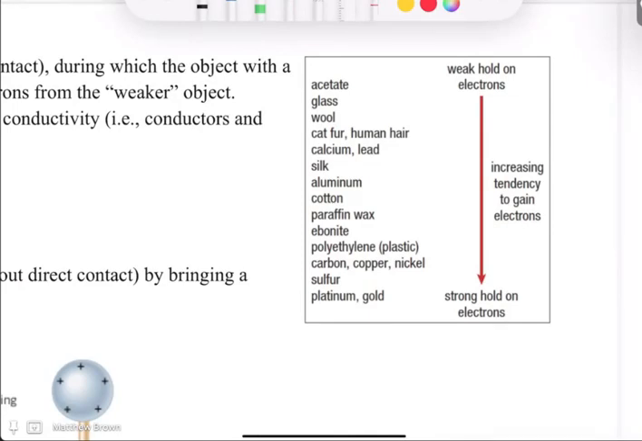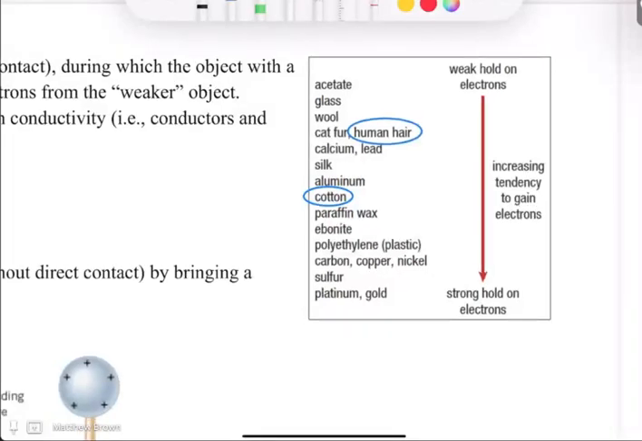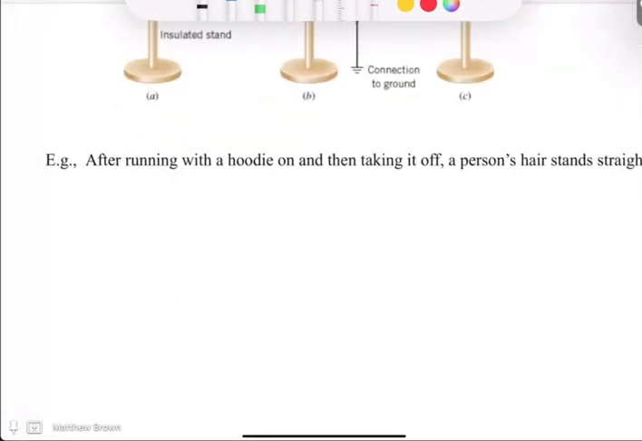So I would go up and look at something like this and say, well, if I really wanted to be specific, not that you really need to be here, but I would say, okay, well, here's hair. And what's the other thing we're looking for here? Let's assume it's cotton, right? So that says, well, the cotton has a stronger hold on its electrons. So that means electrons were transferred from the hair to the hoodie.